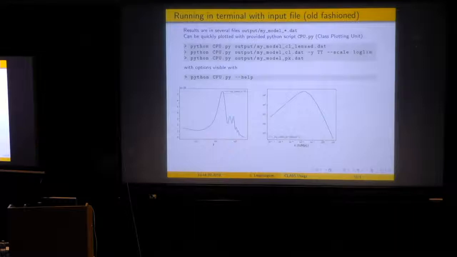Good. So what about the results? The results have been written in the output directory, and in the previous example, we imposed a name. So there is a prefix, and then there is a part which is named automatically by the code, like cl, cl_lensed. So the most customary ones are cl_lensed, the cl with nothing, which means unlensed, and the pk for the matter power spectrum. We will see there are other ones if you call for other functionalities.